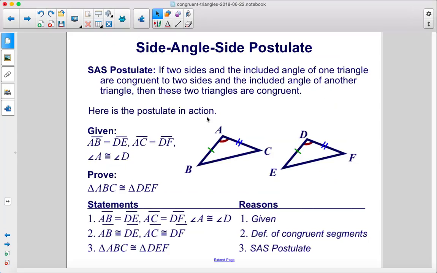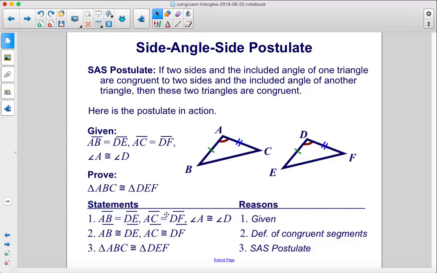Here's the postulate in action. Given that AB equals DE and AC equals DF, and angle A is congruent to angle D, prove that these triangles are congruent. Alright, so we begin with our given information.